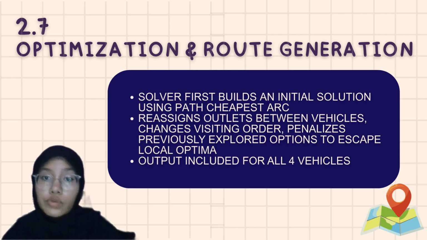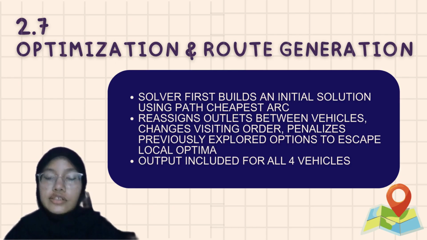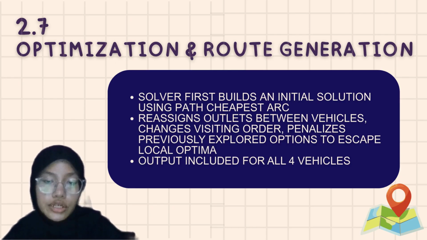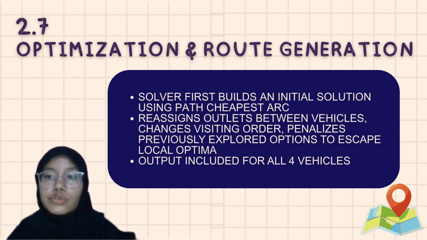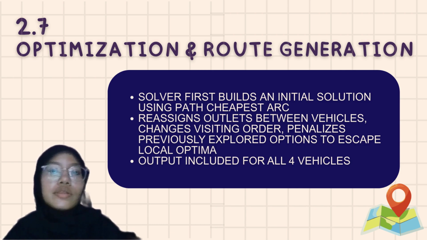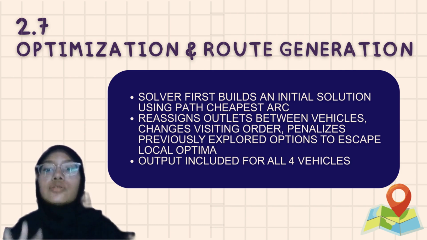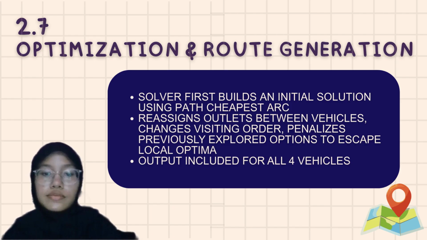After the CVRP model was implemented in Google OR tools, it's time for optimization and route generation. The solver refines the initial routes by reshuffling which outlets go to which vehicle and in what order to find a lower cost solution. At the end, it returns the best set of 4 routes it found, along with all 4 vehicles' total load and total cost.